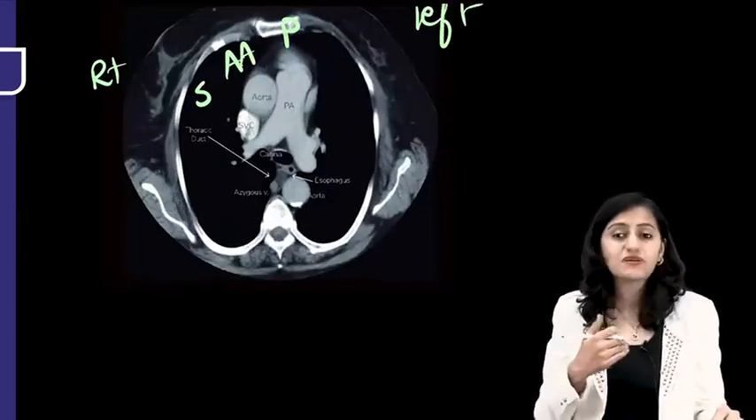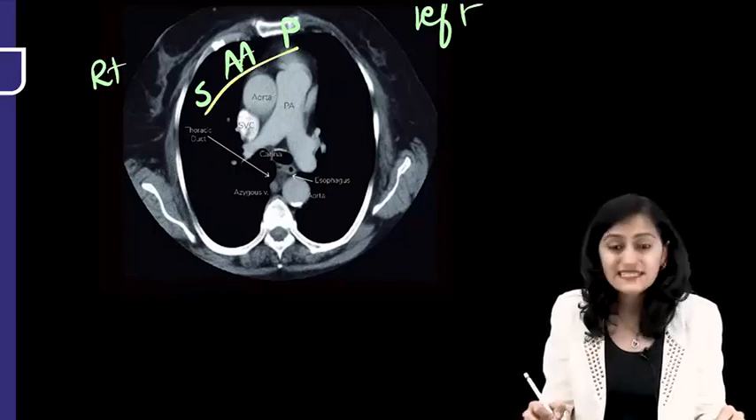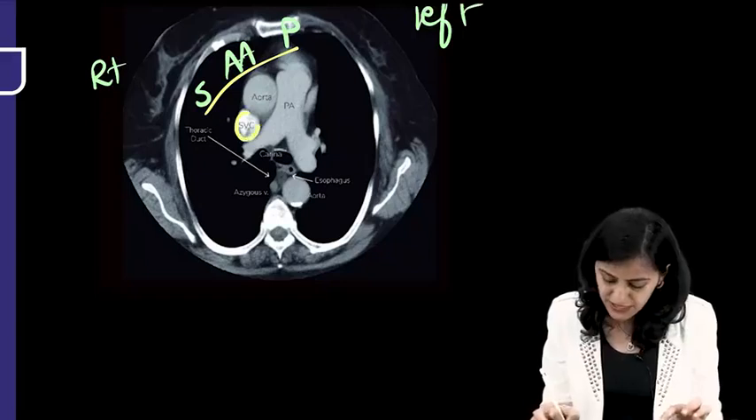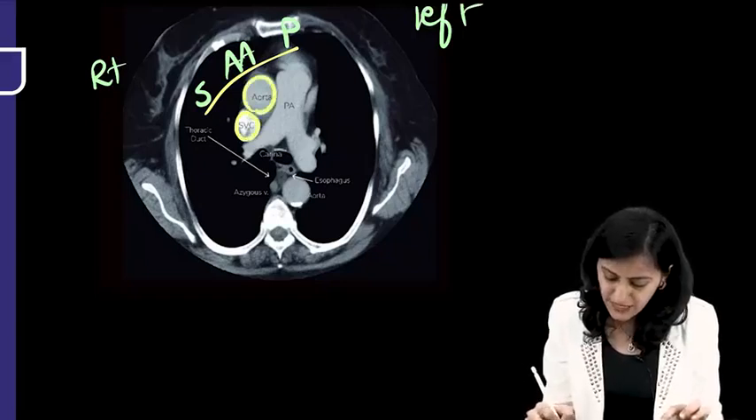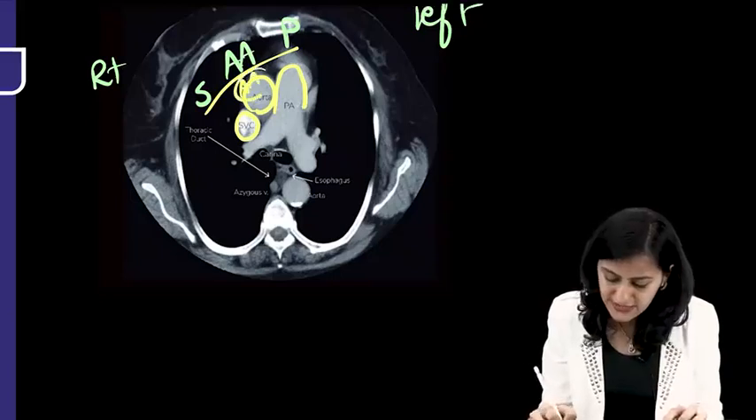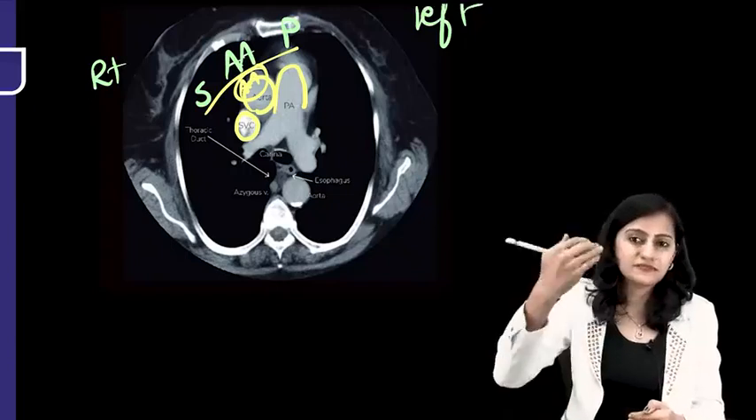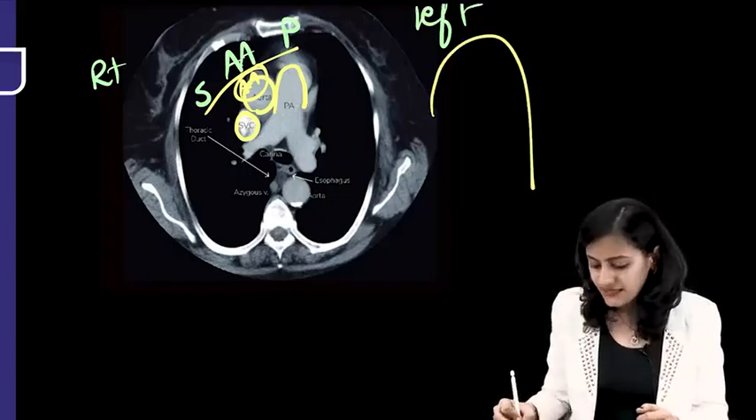Look at this one, the three major vessels in the mediastinum, and from right to left it is SAP. That is, first on the right is superior vena cava, then the aorta, and then the pulmonary artery. The AA tells you that this is the ascending aorta. So, ascending aorta, anterior mediastinum.